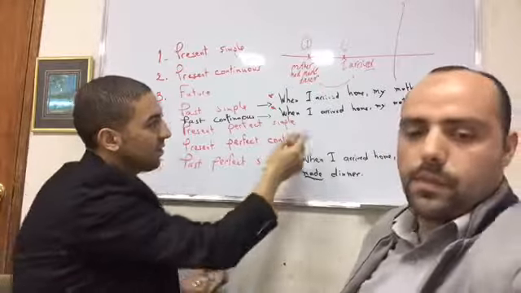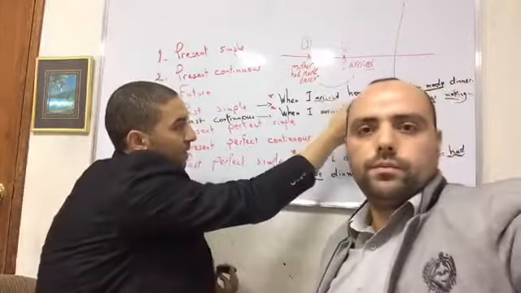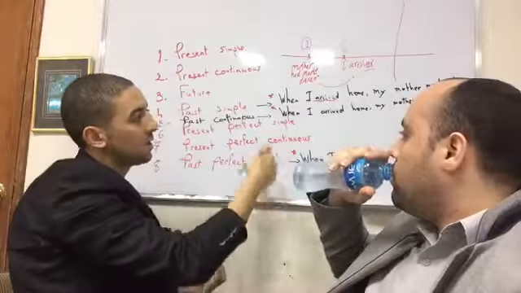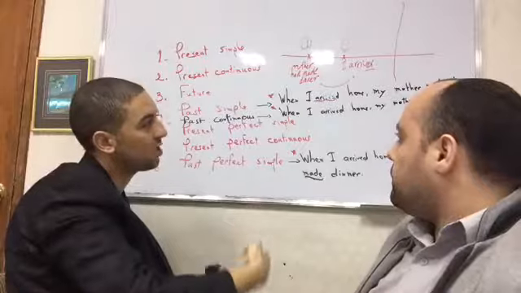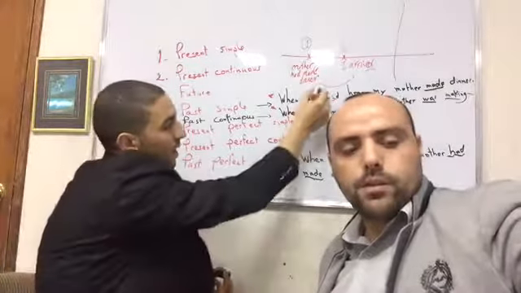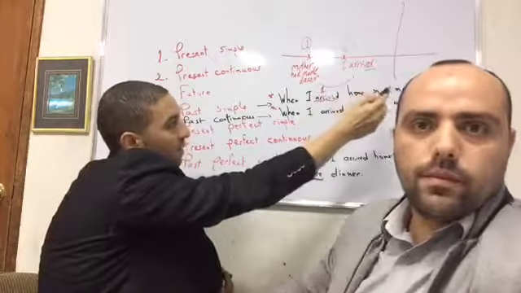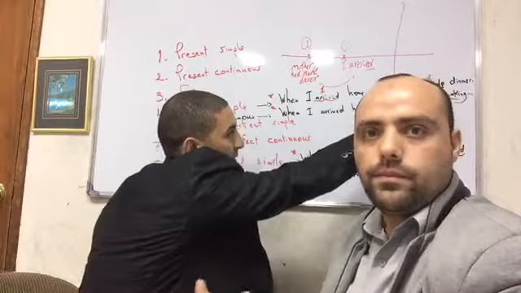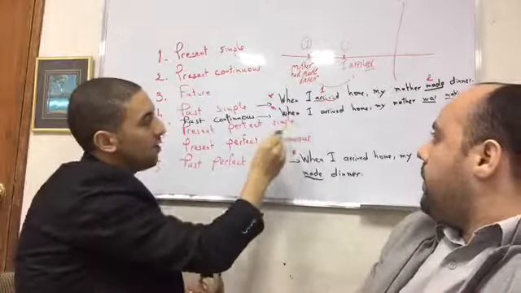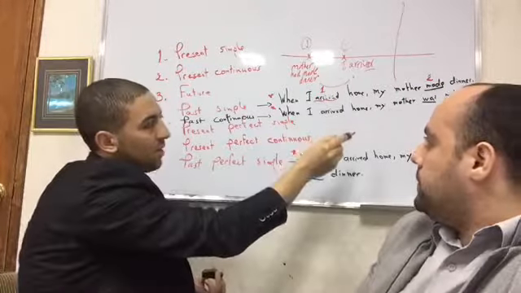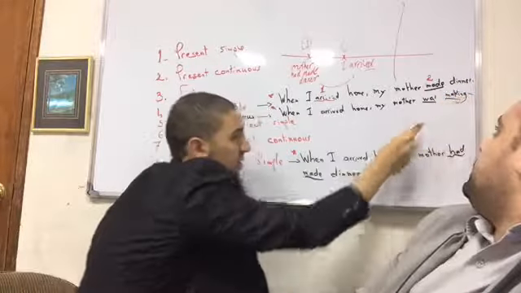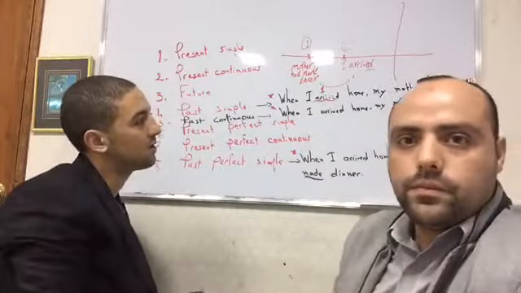The difference is that if you use the past simple in both verbs, that means that the actions happened successively, one after the other. I arrived first, then my mother made dinner after. When I arrived home, my mother was making dinner. Of course, this is continuous. Always when we see the ing, that means that the action is continuous.